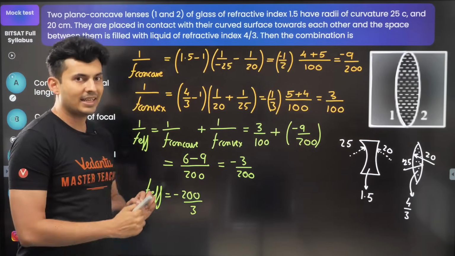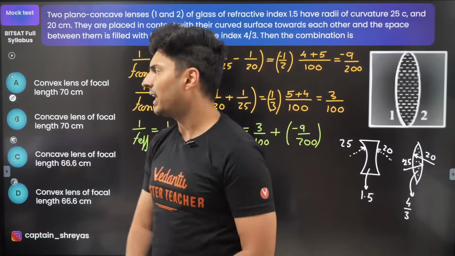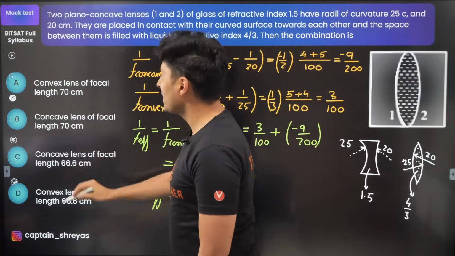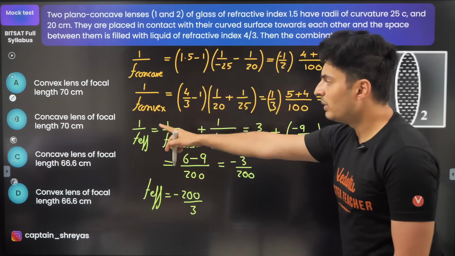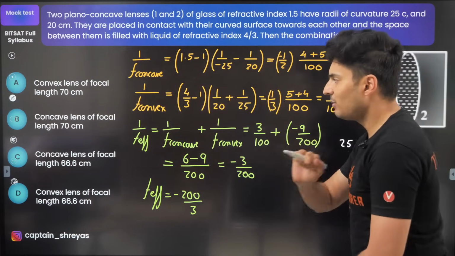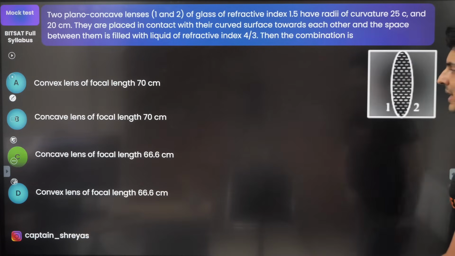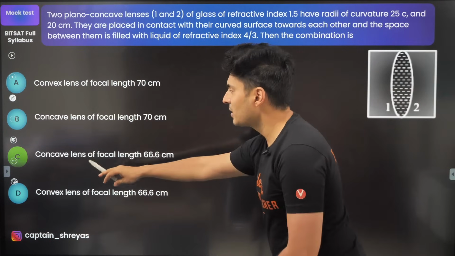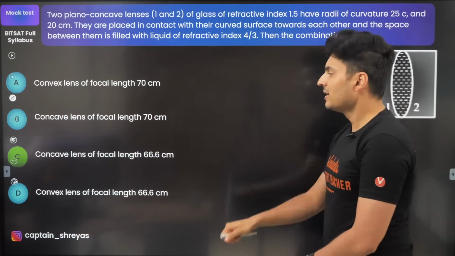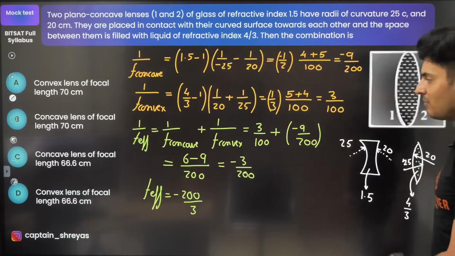Now this minus sign indicates that it is a concave lens. So it can't be convex for sure. So it should be between B and C option. 200 by 3 is nothing but 66.66 centimeters. So hence it should be option C, concave lens of focal length 66.6 centimeters magnitude wise.